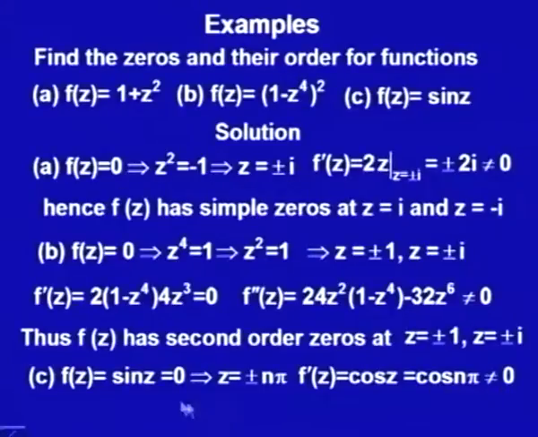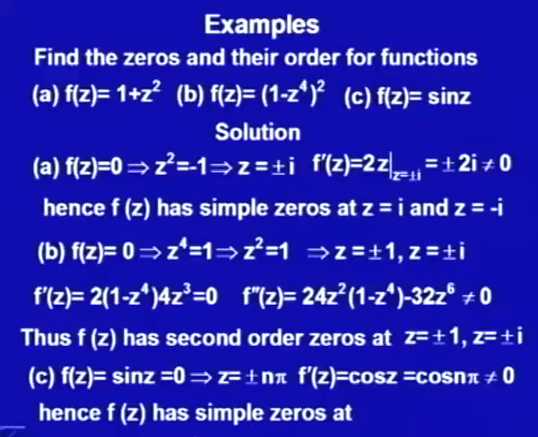So, what we are having is that all these points plus minus n pi for n is equal to 1, 2, 3 and so on, and even for 0, they are zeros of the function sin z, and all of them are simple zeros. So, f z has simple zeros at z is equal to plus minus n pi for n is equal to 1, 2, 3 and so on.